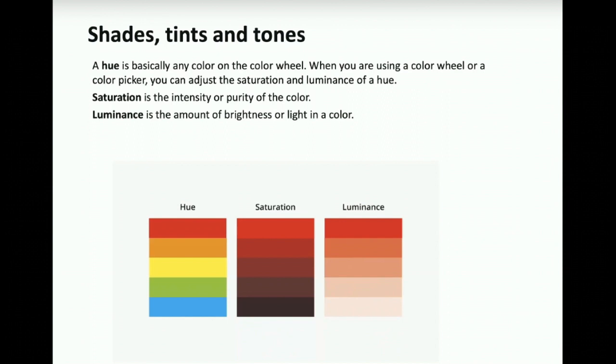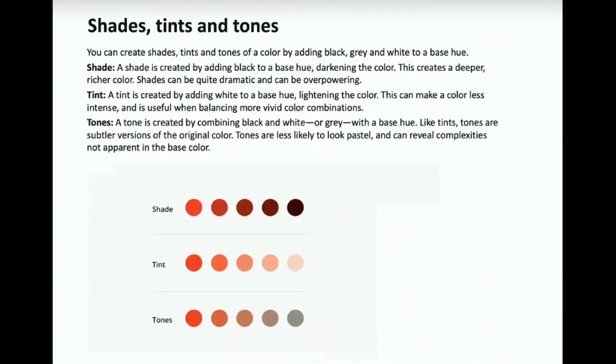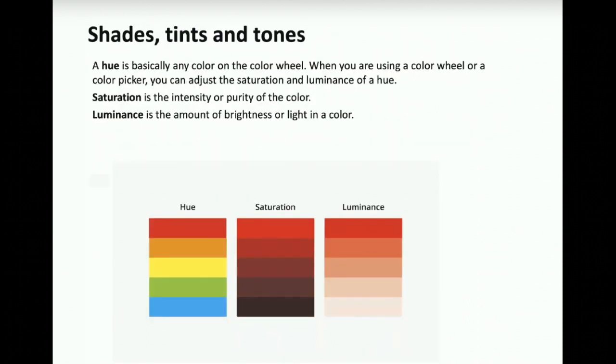Hue basically means representation of the primary colors in the color wheel, while saturation is how intense or how pure the color is. Now you might want to mix them up together with shades and tints, but they are a bit different.